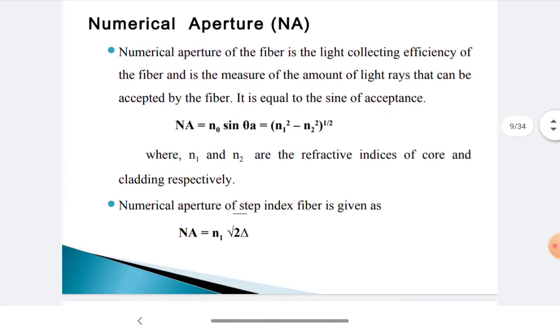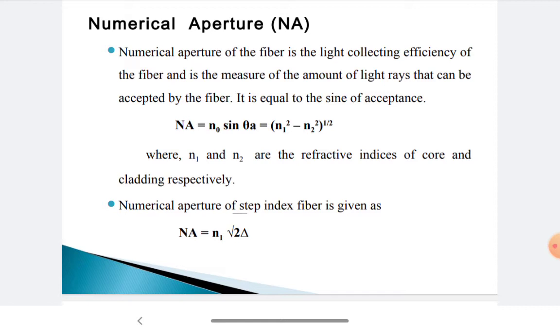So the next part is numerical aperture, which we have seen in the last lecture also. The numerical aperture of the fiber is the light collecting efficiency of the fiber, and the measure of the amount of light rays that can be accepted by the fiber. It is equal to the sine of the acceptance angle, that is NA = N0 sin θA = (N1² − N2²)^(1/2), where N1 and N2 are the refractive indices of the core and cladding respectively.